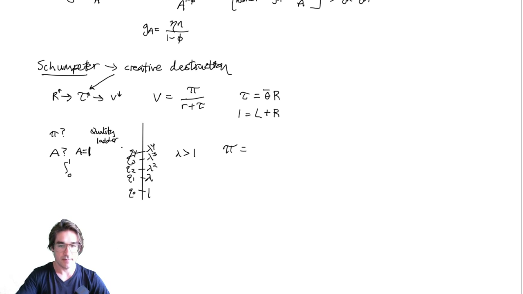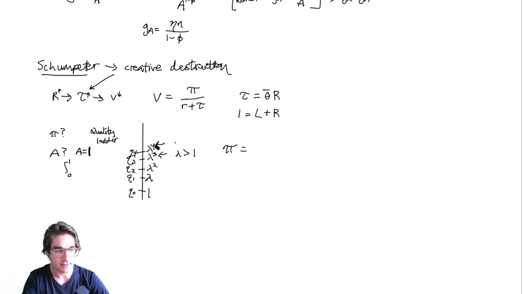If you have a firm, let's say you're firm number 4, they're like the state of the art. They have the highest productivity. Their next best competitor is firm number 3. So if they set a price equal to firm number 3's marginal cost, they're still making profits because they have a lower marginal cost.